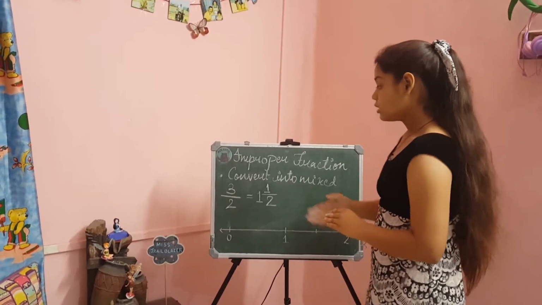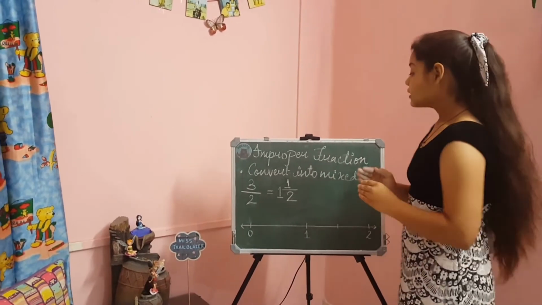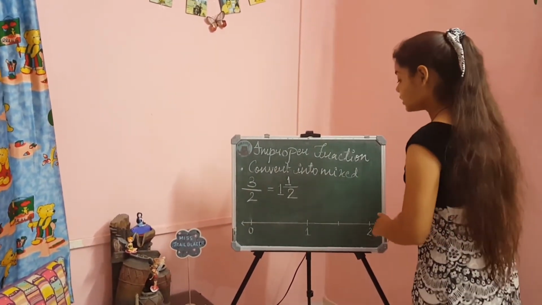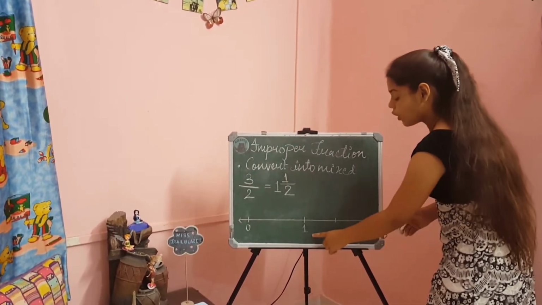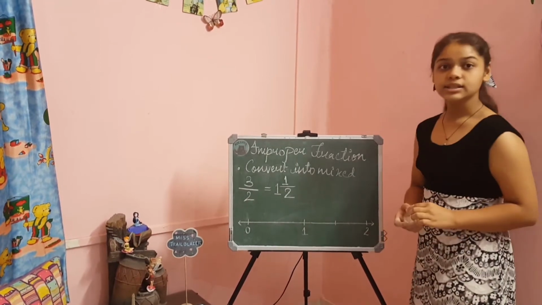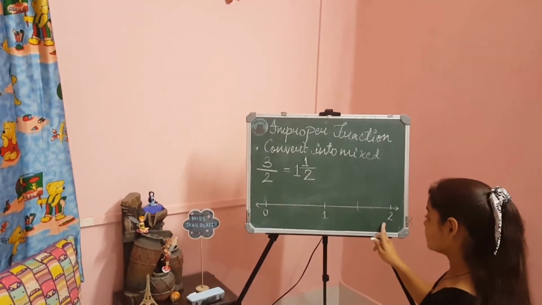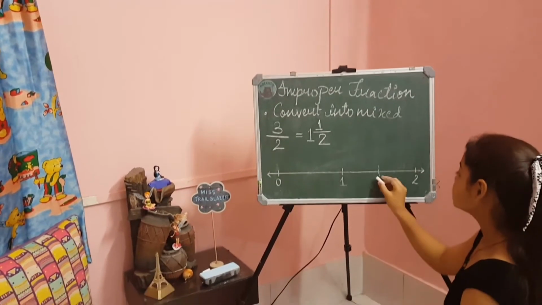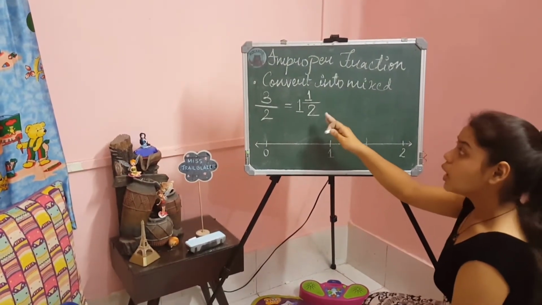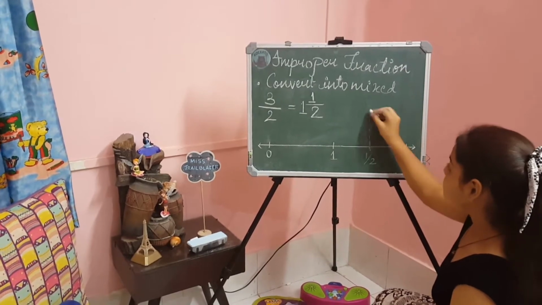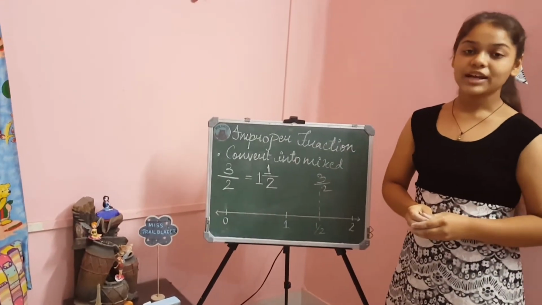So, basically, we have to see the whole number part, which is 1. So, we get the idea that this number is going to lie between 1 and 2. So, we have to leave 1 whole and take half of the distance between 1 and 2. So, we divide 1 and 2 into 2 equal parts, and this part will be 1 by 2. So, this is totally 1 and 1 by 2, and as we know, 1 and 1 by 2 is nothing but 3 by 2. And that's how we represent improper fractions on a number line.